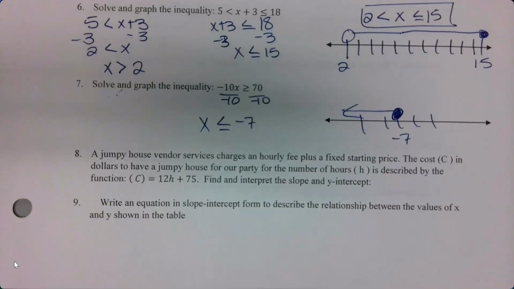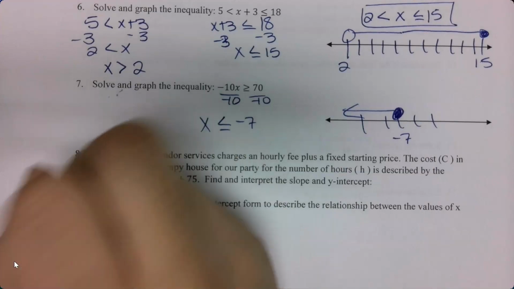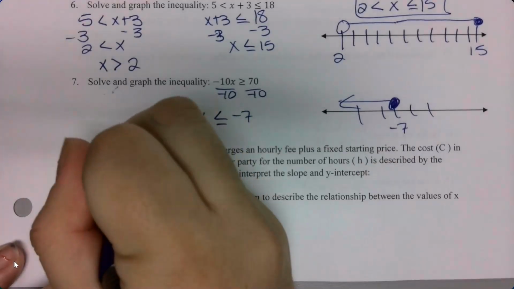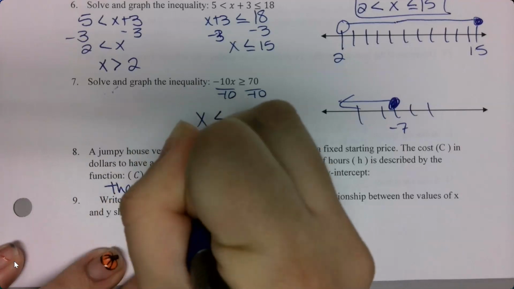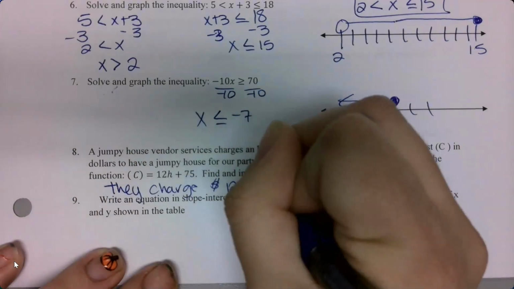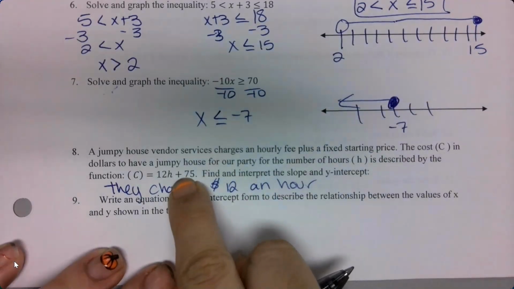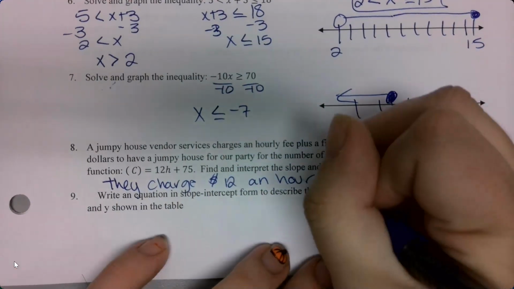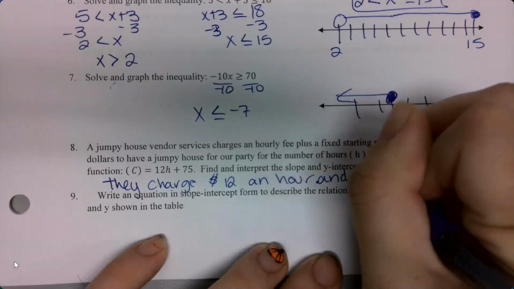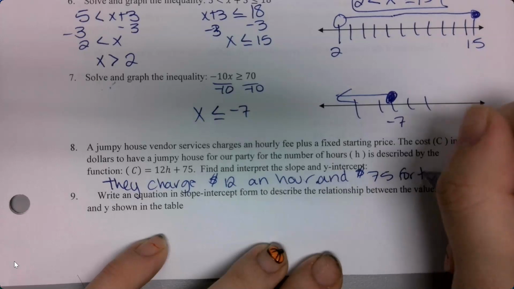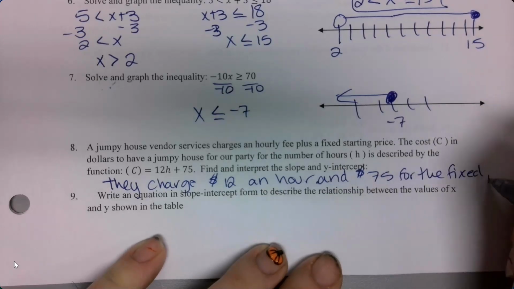Number 8 says a jumpy house vendor service charges an hourly fee plus a fixed starting price. The cost C in dollars to have a jumpy house for our party for the number of hours is described by the function C equals 12h plus 75. Find and interpret the slope and y-intercept. So, the slope is 12. That means they charge $12 an hour, because that's the one that can keep changing, and they charge $75 for the fixed price. And that's just to come out and set it up.